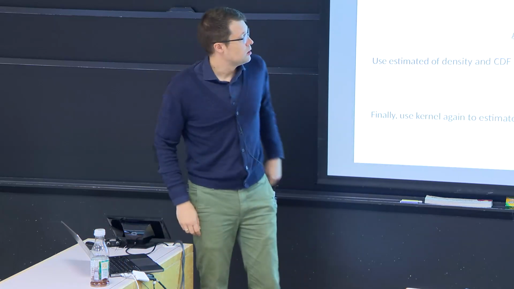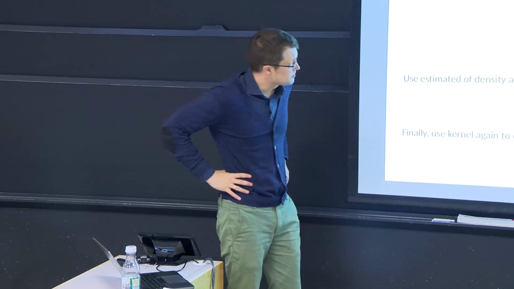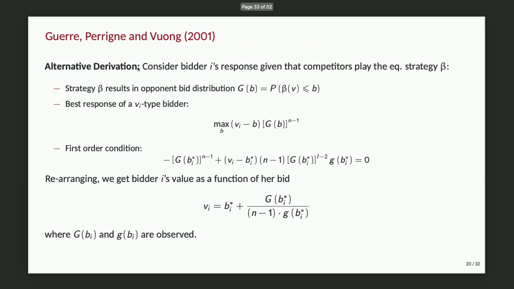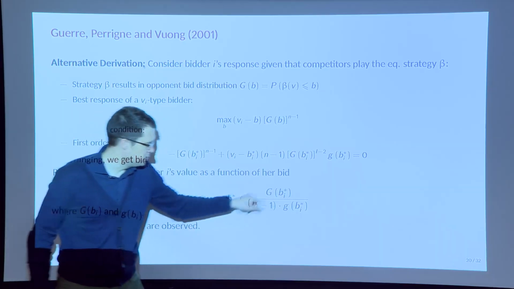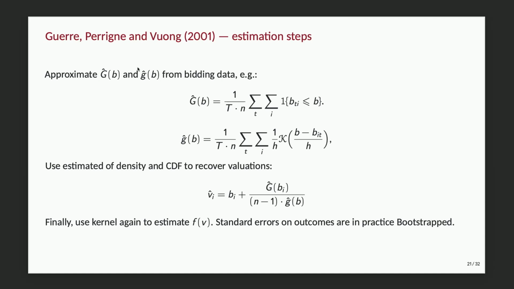So just a brief comment on how you actually do this. People don't always follow these steps, but as you'll see later on, just to remind you, what we need to do to compute these v's bit by bit: we have the bids, but we still need to compute the CDF and the PDF. What people typically do is, of course, the CDF is really easy. They use kernels for the densities.